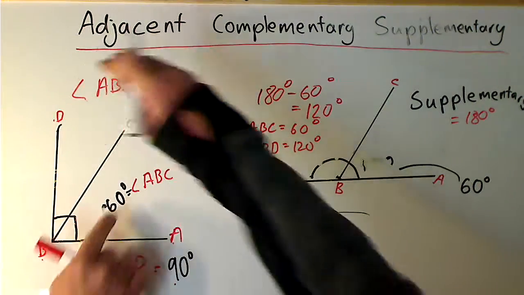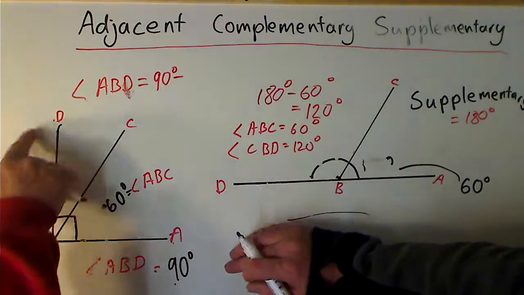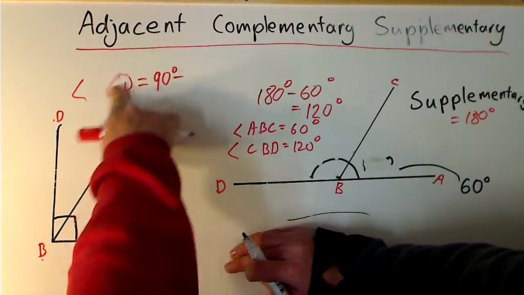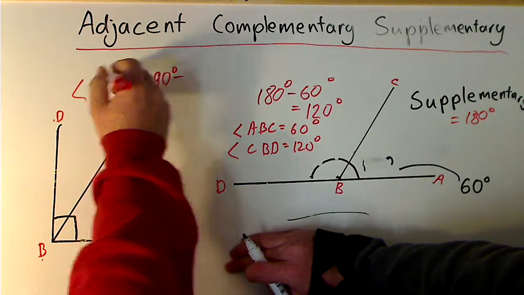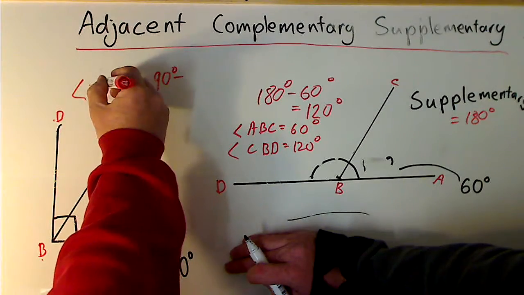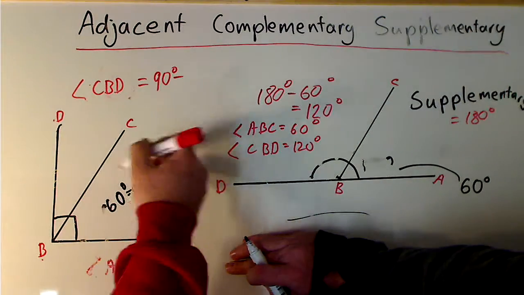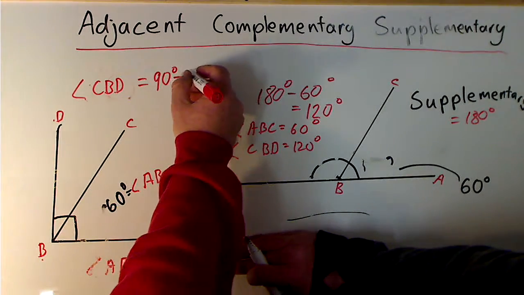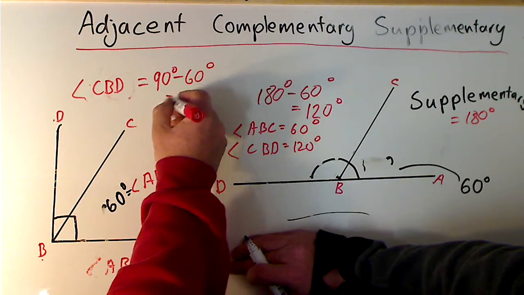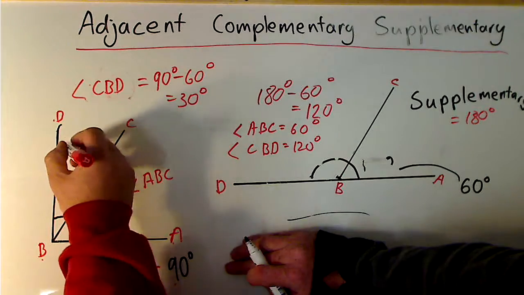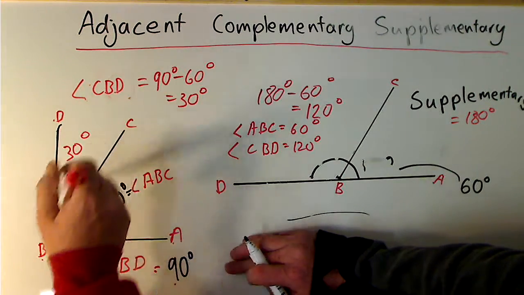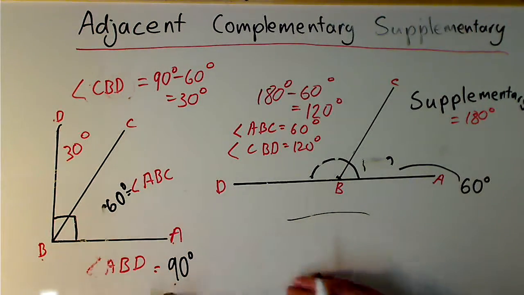So I'm going CBD. CBD equals 90 minus whatever this 60 is. So that would equal 30 degrees. Perfect. Because we know that these add up to 90.